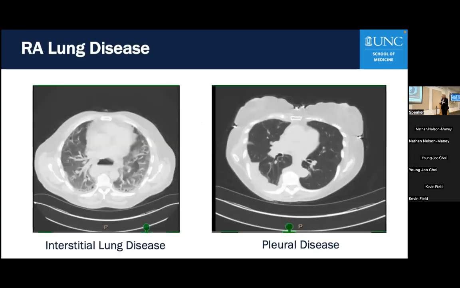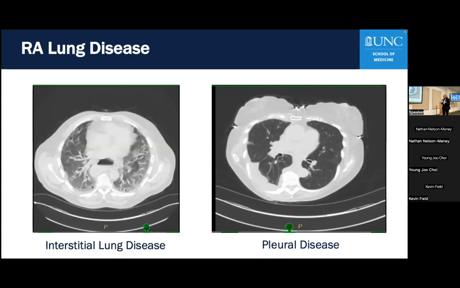So here are some lung pictures. I don't know how that got out of whack there, but this is a patient with interstitial lung disease. You can see how hazy the lungs look on this CAT scan. And this is actually a patient of mine with pleural disease.